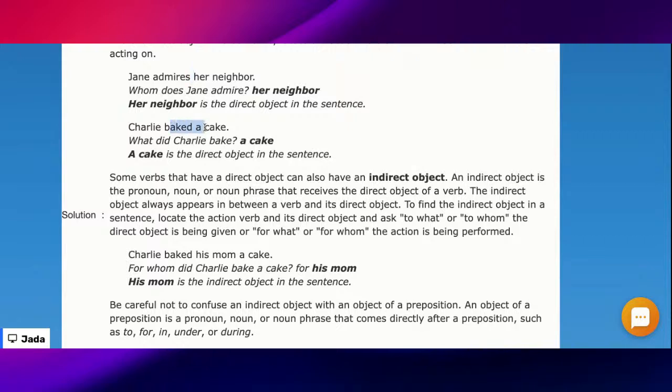Charlie baked a cake. So now you ask yourself, what is the action verb here? Baked, right? So what did Charlie bake? You would say a cake. So the cake that Charlie baked is the direct object in the sentence. Okay?